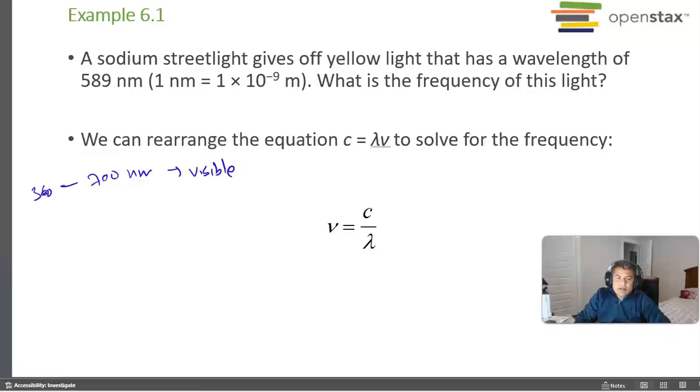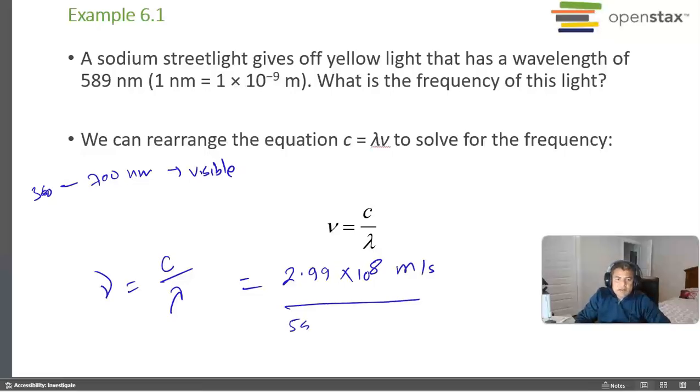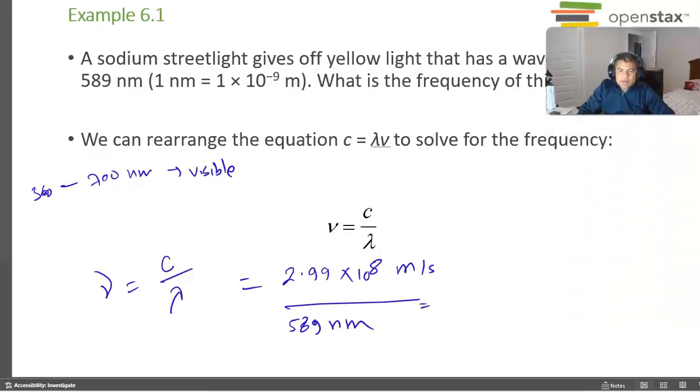This is the formula. Frequency nu is equal to the velocity of light divided by lambda. The velocity of light is 2.99 times 10 to the power 8 meters per second, divided by lambda, which is 589 nanometers. This is meter, this is nanometer, that's why you can convert nanometer into meter.